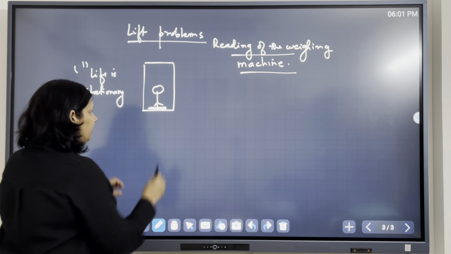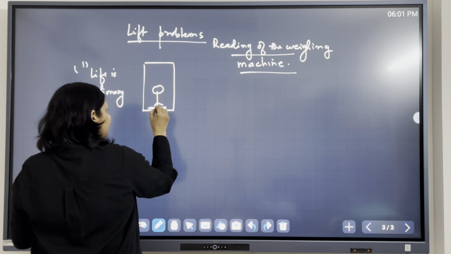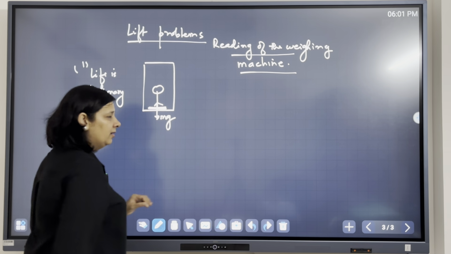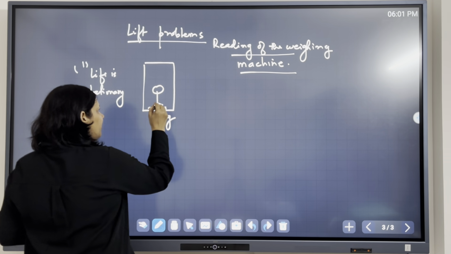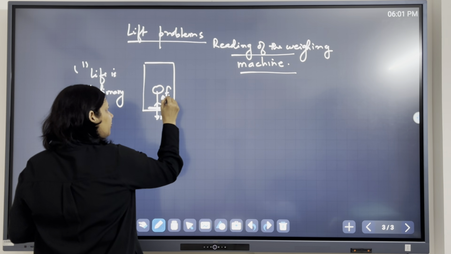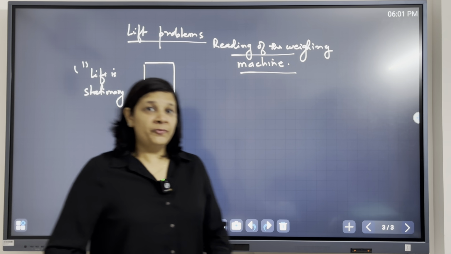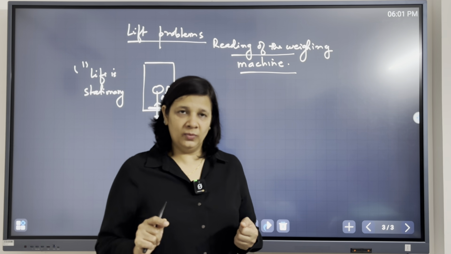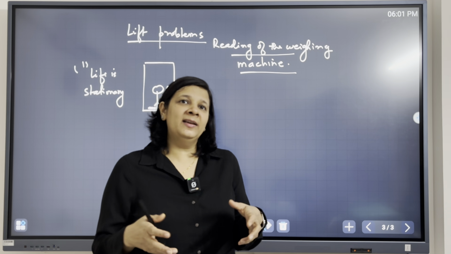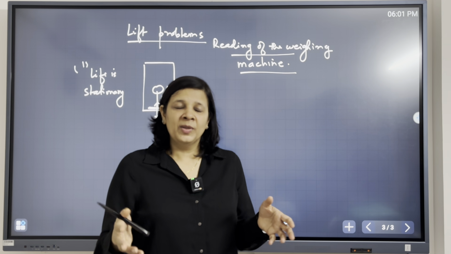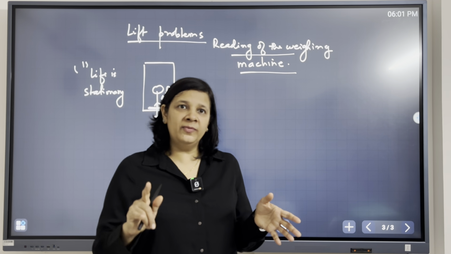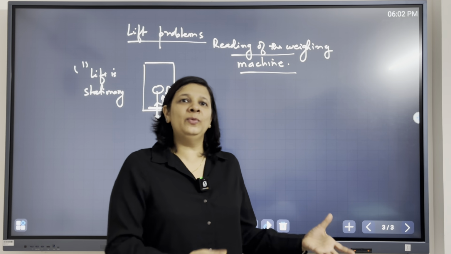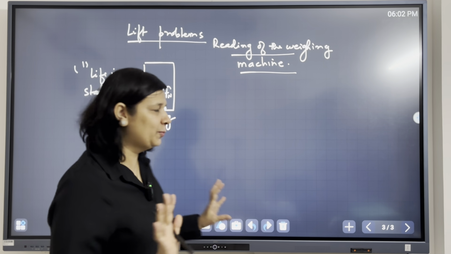When the lift is stationary, let us concentrate on the person and the weighing machine. The person will exert force mg, okay, and the weighing machine will exert normal force Fn. The force which the weighing machine exerts will be the reading of the weighing machine. Okay, we loosely say 60 kg is the weight of a person, right? But that is mass. Weight should always be in physics in newtons. Okay, but our weighing machine has been calibrated in such a way that we get 60 kg. Okay, so this point should be clear.